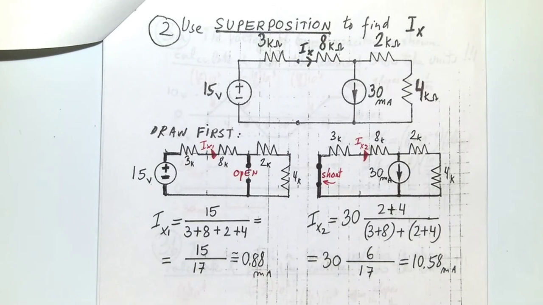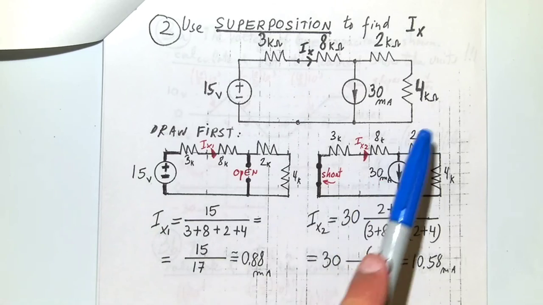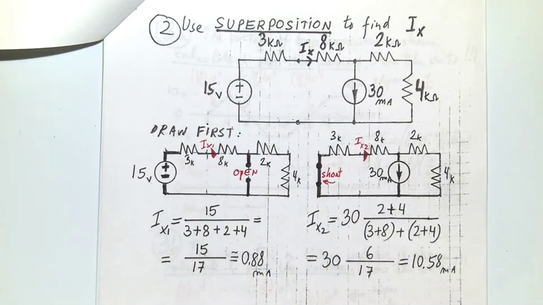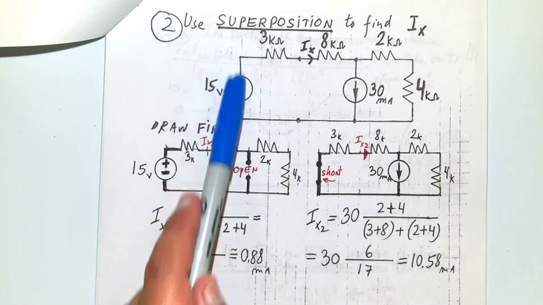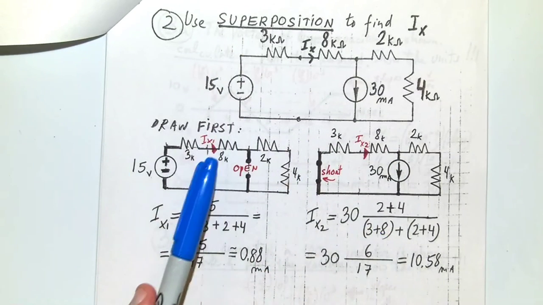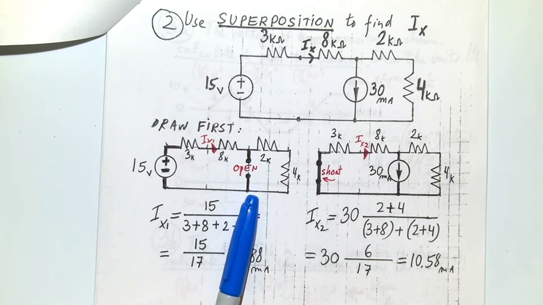By far simpler than last time, by far. So this circuit becomes actually two circuits. One is the current source with a short here, because we shortened that. And the other circuit is the voltage source here with an open circuit here, right?